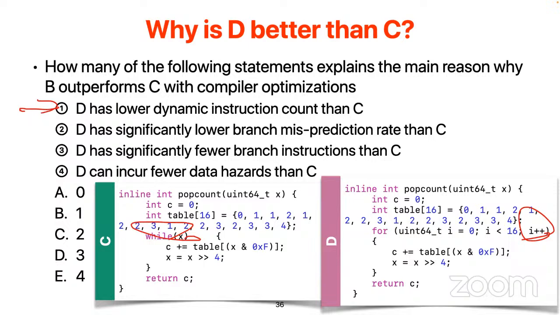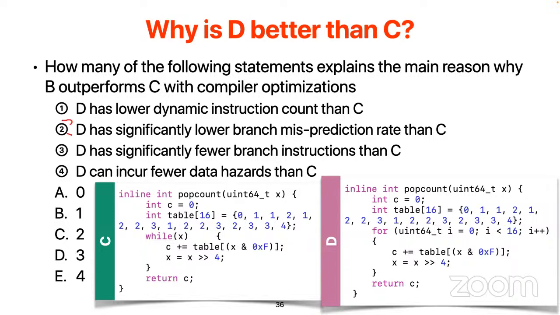What else? So 2, significantly lower misprediction rate than C. Is that correct? Okay, because it's very regular, right? But for the while loop, I don't know if it should terminate at 16, 15, or even 1, because every number is different. But for this one, it's pretty regular, very easy to predict. Okay, so you think 2 is correct.